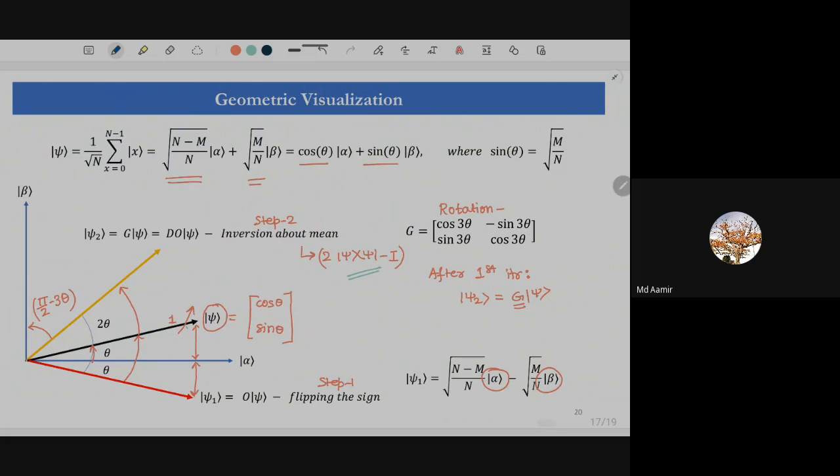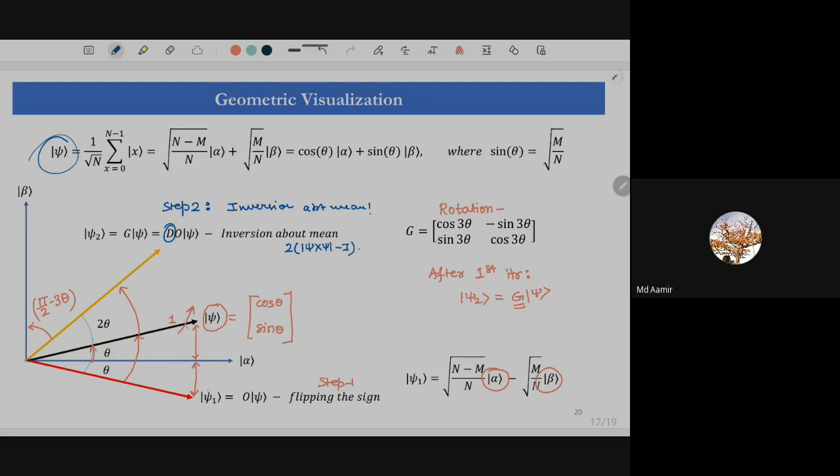So we have the second step as step. So we have this state which is from the previous slide. So step 2 is basically inversion about mean, and we do the inversion about mean using this diffusion operator D, and that is basically this, 2 psi with psi minus I.